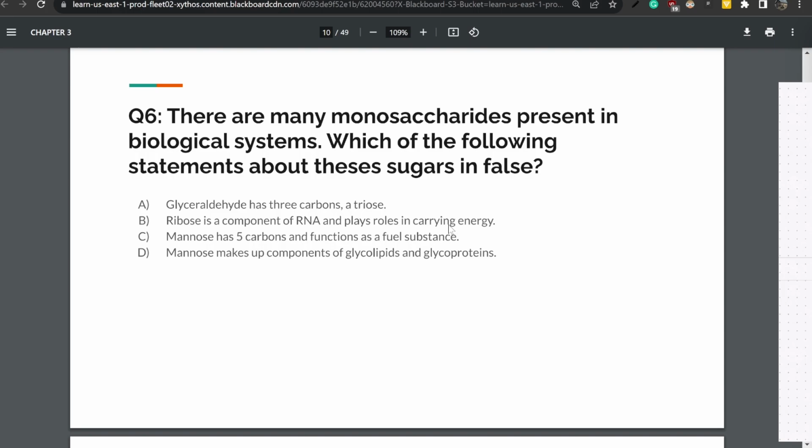we got to compare these to the others. Mannose has 5 carbons. It functions as a fuel substance. Pentose has 5. Mannose, fuel substance, sugar. Alright, I'll give it that. Makes up components of glycolipids and glycoproteins.